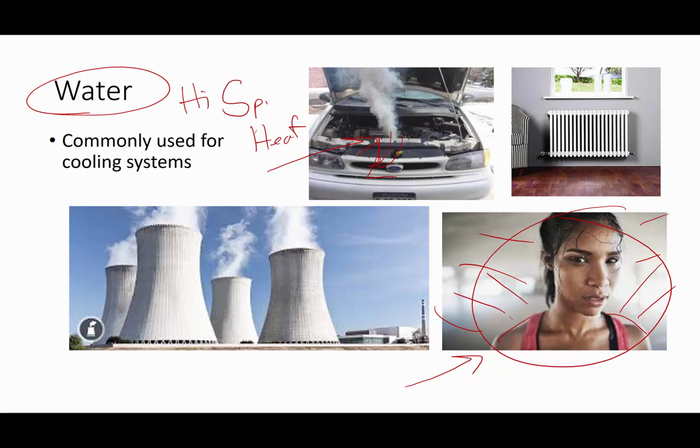We use water in radiators in automobiles because it's so fabulous at removing heat from those hot internal combustion engines. Radiant heat in homes contains pipes full of water. They hold heat very, very, very well. They're really slow to heat up, but boy, once they're warm, they're toasty warm for a long, long time.